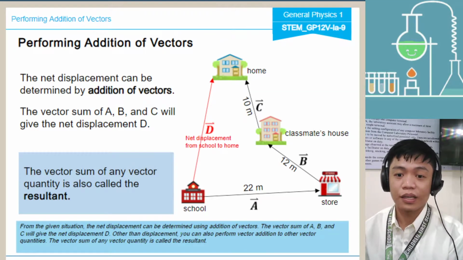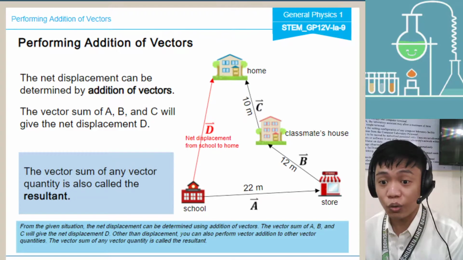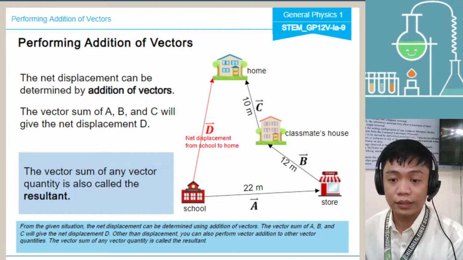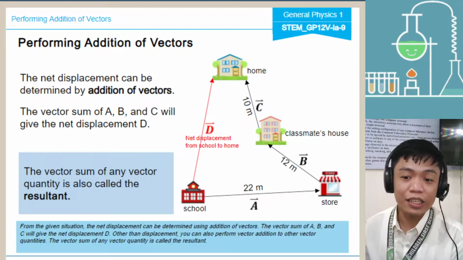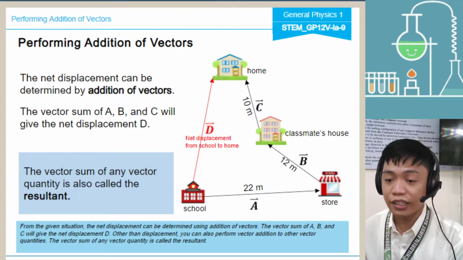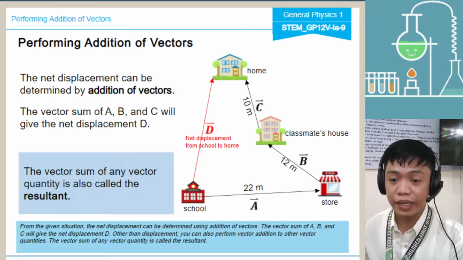So, the net displacement can be determined by the addition of vectors. When we say addition, we are going to get the vector sum of A, B, and C. That will give us the net displacement, which is letter D. So, if we are going to add A, B, and C, what do you think will be our final answer? We can get 44 meters if we add A, B, and C.